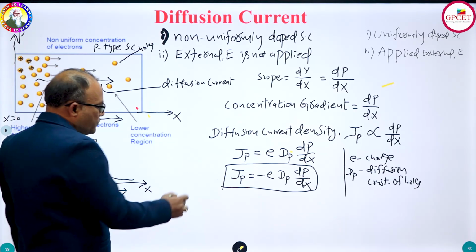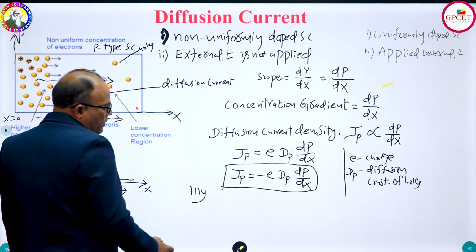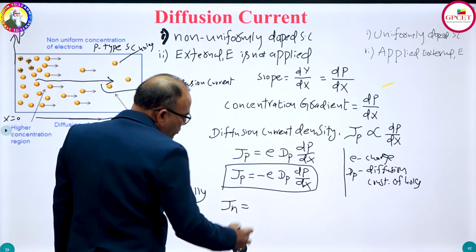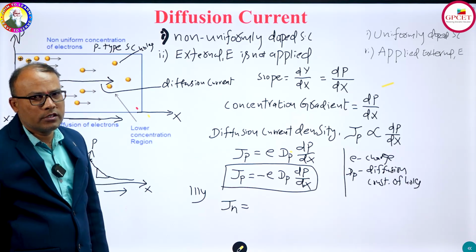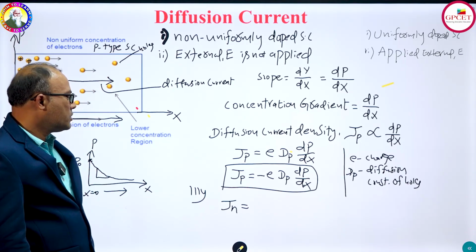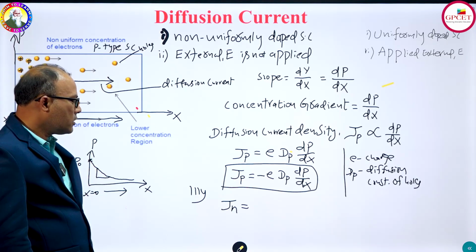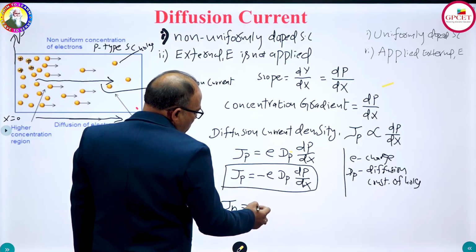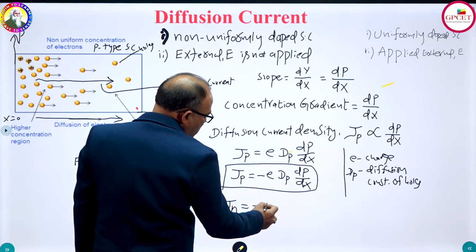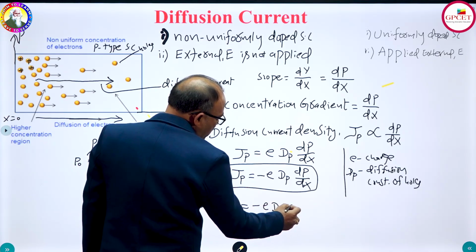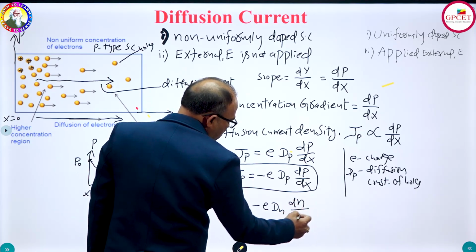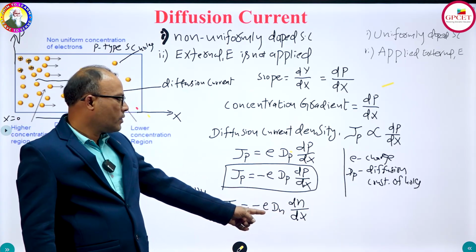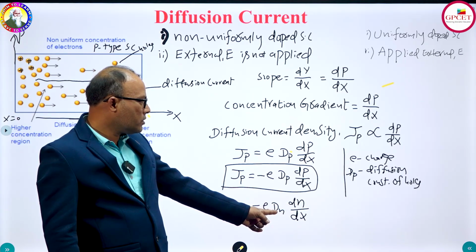Now similarly, I can take an n-type semiconductor, which is non-uniformly doped, and the current is due to electrons. So you can write directly Jn, the diffusion current density of electrons. The same formula exists, minus E into Dn dN by dx, where dN by dx is the concentration gradient of electrons and Dn is the diffusion constant of electrons.